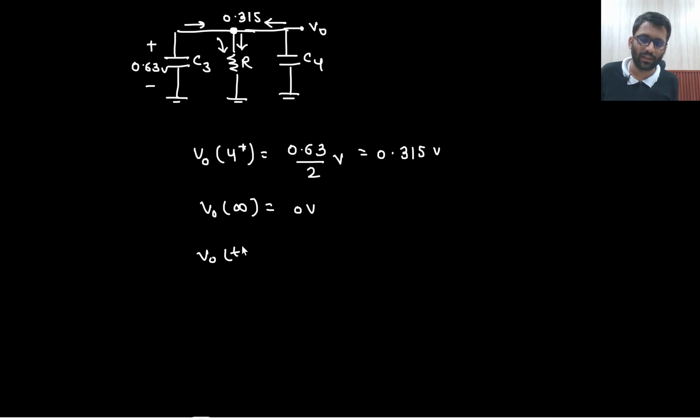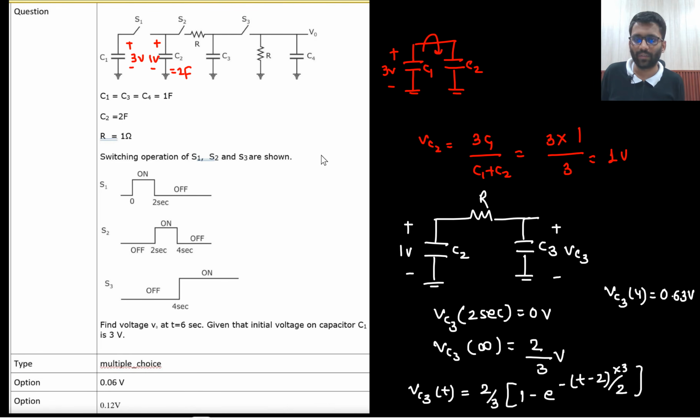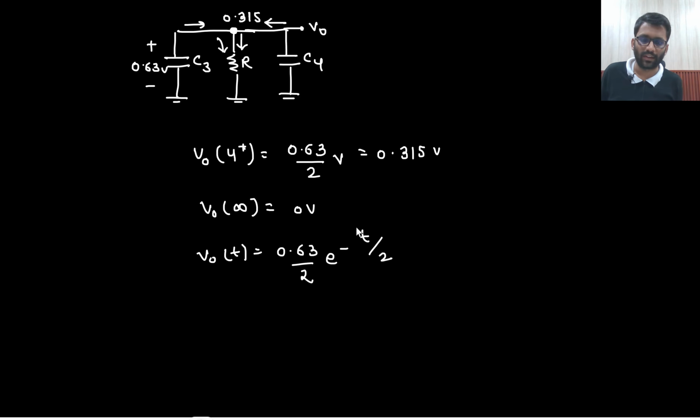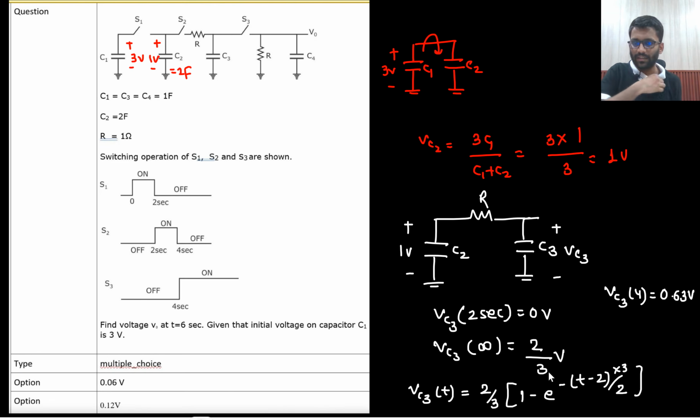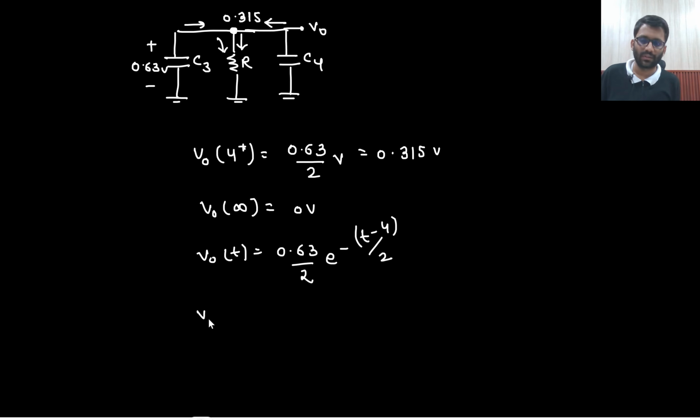So V naught T from 0.315 it is discharging towards 0. And then what will be the time constant? C3 and C4 will be in parallel. So 2 and then R is 1 only. That's it. And from T minus 4 we are starting. At what time they are asking? They are asking at 6 seconds. So V naught at 6 seconds they are asking. So this would be the answer.